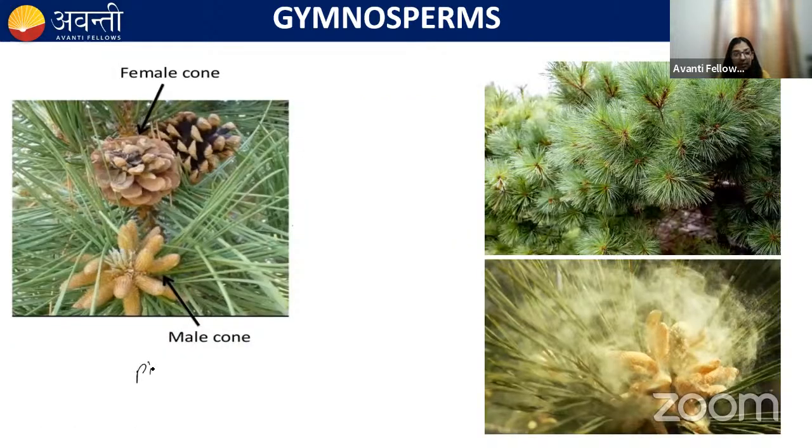This is a picture showing Pinus. This is a male cone and the female cone. They are present on the same plant. So Pinus is bisexual. The male cones are present on the lower branches, and the female cones are present on the upper branches. This is how the Pinus tree looks.